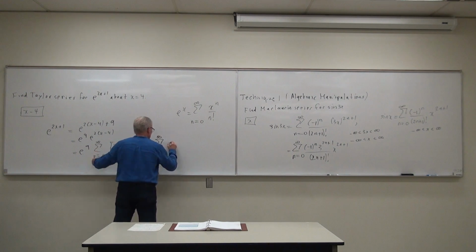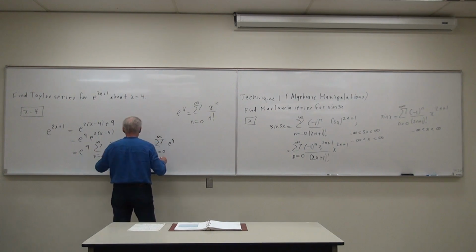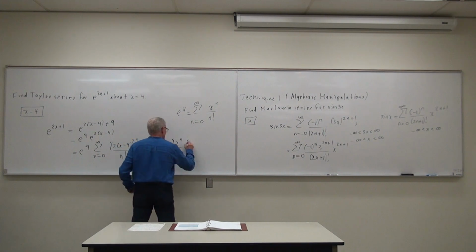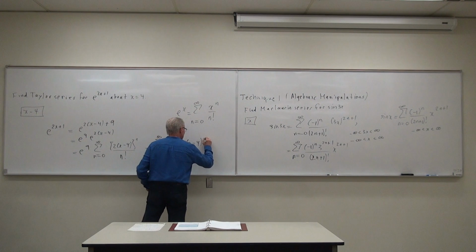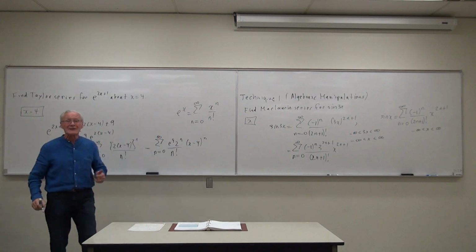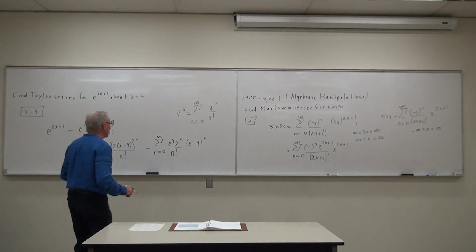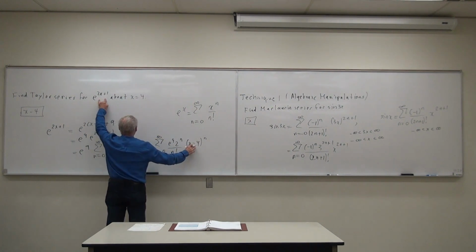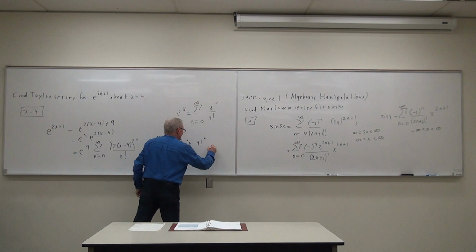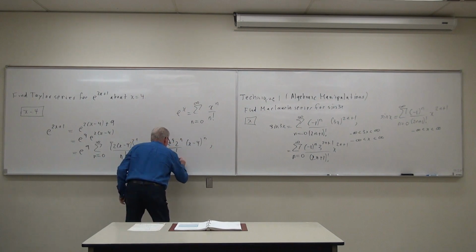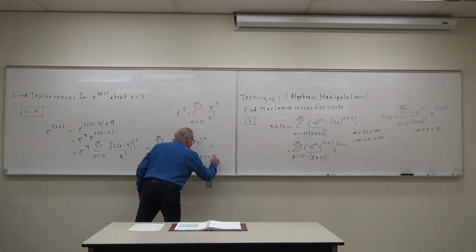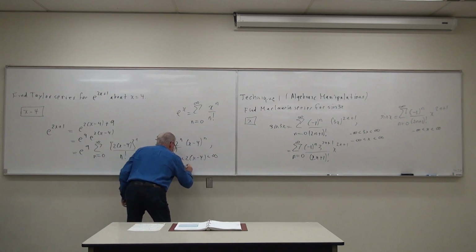I'll take the e to the 9th in, because I don't like things up front. I'd have a 2 to the n. I would have an n factorial, and I would have an x minus 4 to the n. There it is. There is the Taylor series of this function about x equal 4. Valid for minus infinity less than 2, x minus 4 less than infinity, and that simplifies to that.